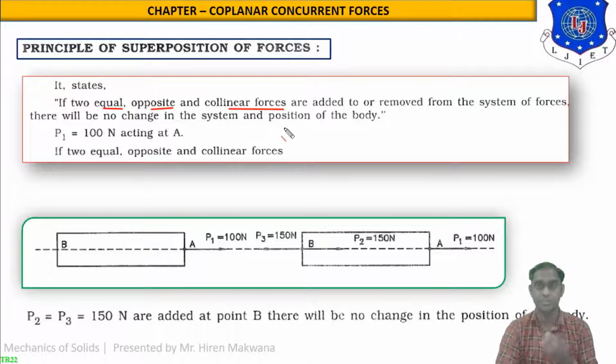Two equal means having same value: 50 Newton, 100 Newton, etc. 50, 50, 100, 100. Opposite means left and right, tensile and compressive. They are known as opposite nature of forces. And collinear means lying in the same line. Are added to or removed from the system of forces, then there will be no change in the system and position of the body.